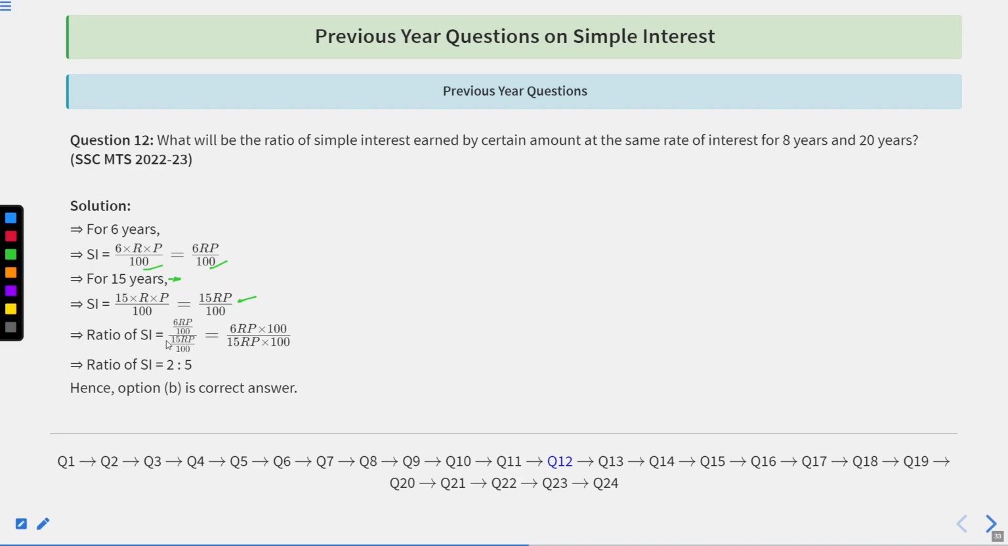So the ratio of simple interest will be 6RP upon 100 over 15RP upon 100. When you simplify this, the 100 gets cancelled, RP gets cancelled. So this goes 2 times, this is 3 times 5, so the ratio of simple interest will be equal to 2:5. So the correct option here will be option B.